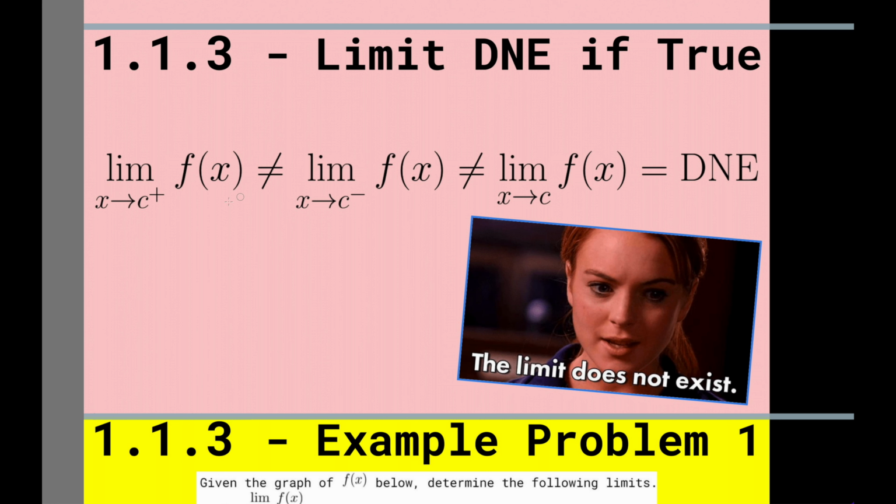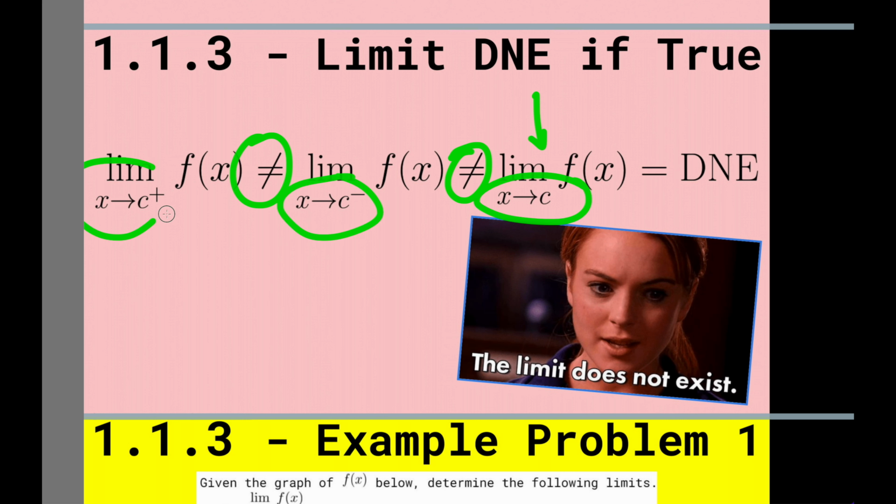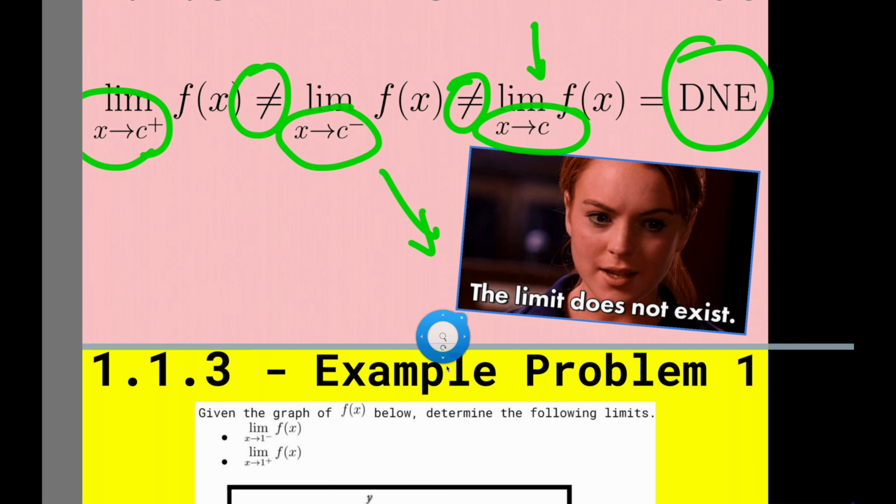So if the limit does not match one side or the other, then it's not equal to the limit altogether because this is a double-sided limit. This is just one-sided and one-sided there. And then the limit does not exist. If you remember, Lindsay Lohan from that Mean Girls movie talked about that. The limit doesn't exist because it didn't match on both sides. So that's what that basically is showing.